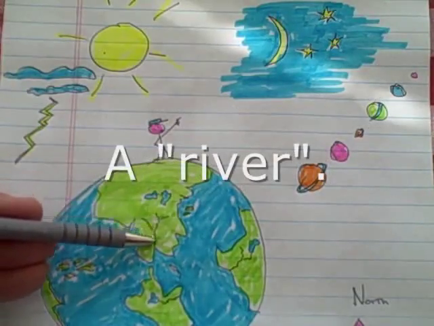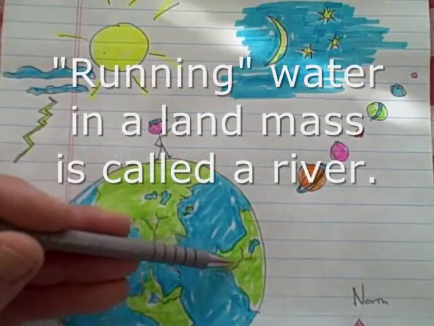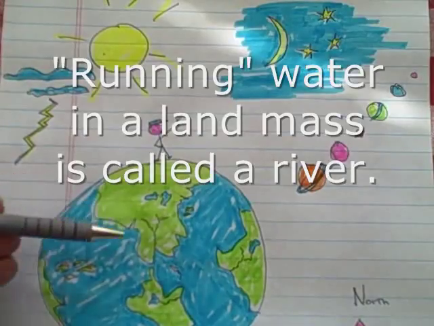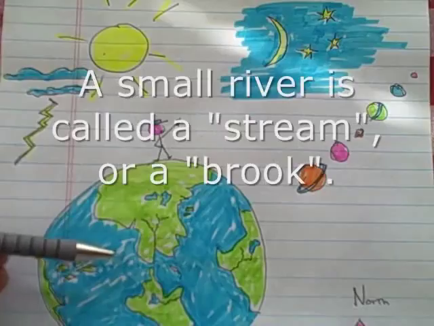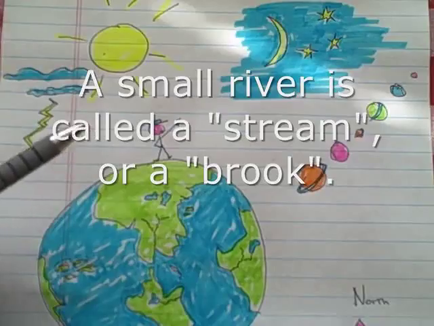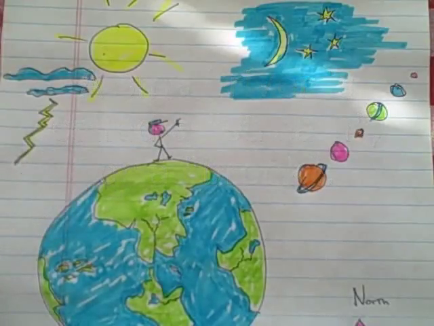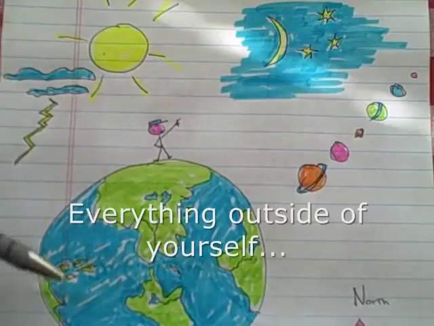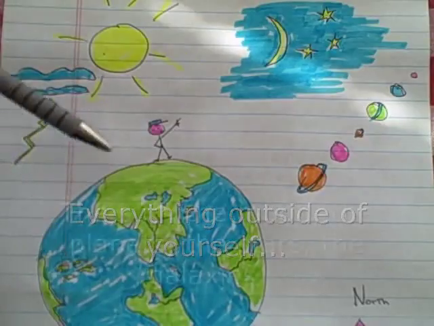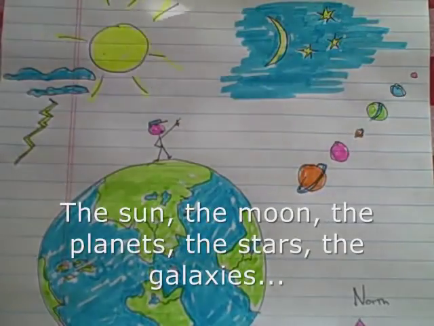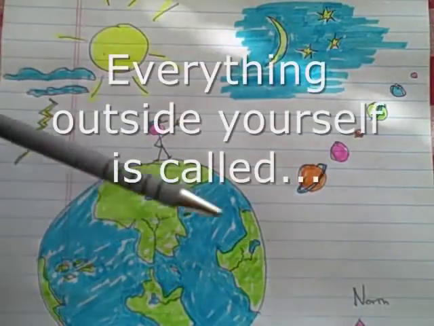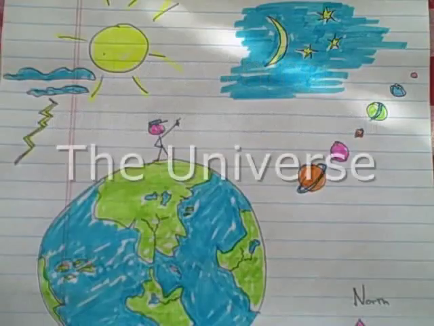This is called a river. Running water in a land mass, in a continent, is called a river. A small river is called a stream or a brook. Everything outside of yourself, the sun, the moon, the planets, the stars, the galaxies, everything outside yourself is called the universe.